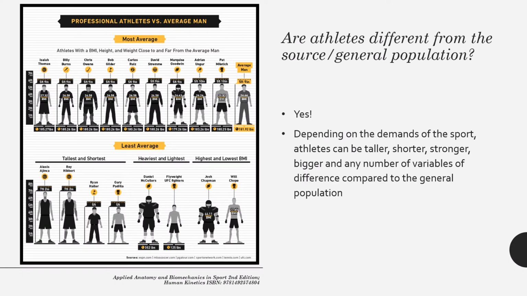First question, are athletes different from the source or general population? The answer is yes. Depending on the demands of a sport, an athlete can be taller, shorter, stronger, bigger, any number of differences from the general population. I pulled this image that you see on your left, and this is a comparison of professional athletes versus the average male. An average American male is 5'9", and then we can see the various average heights, weights, and BMIs of different positions. Then underneath we see the highs and the lows of these different professional positions. So we know that athletes are generally different from the average person we pull off of the street.